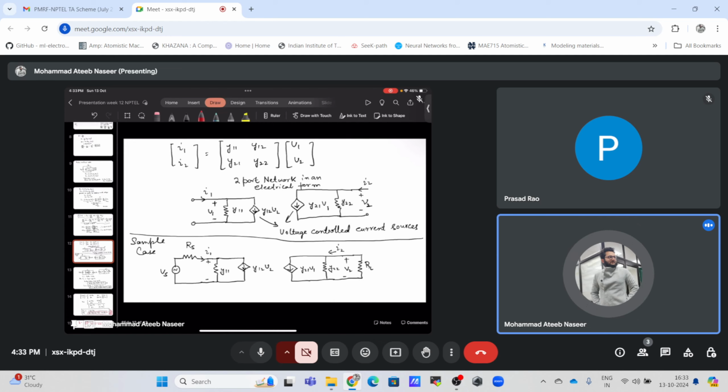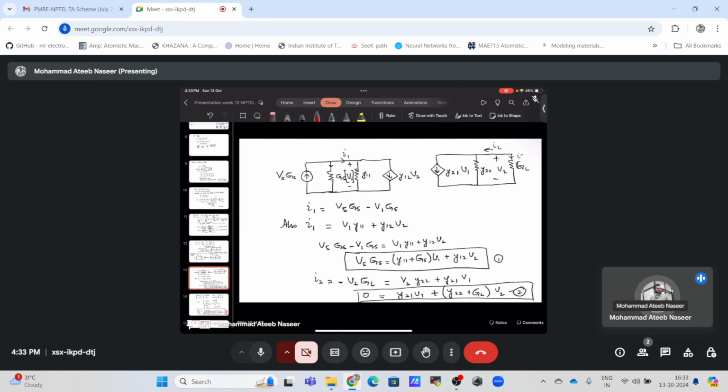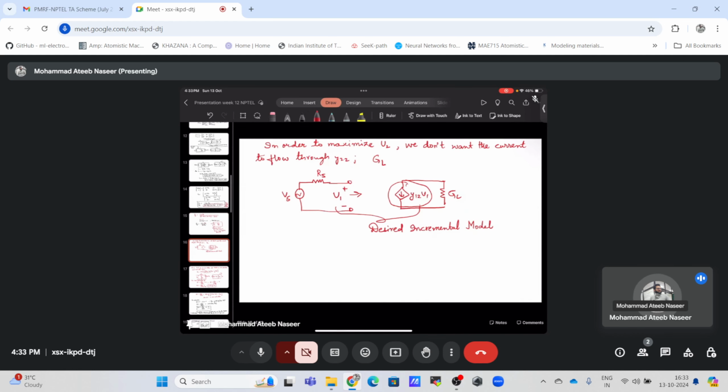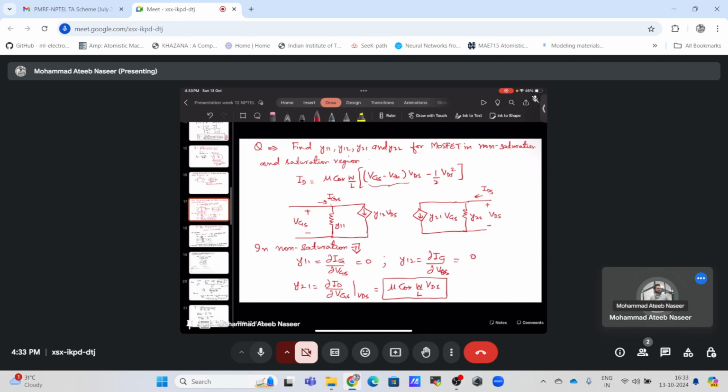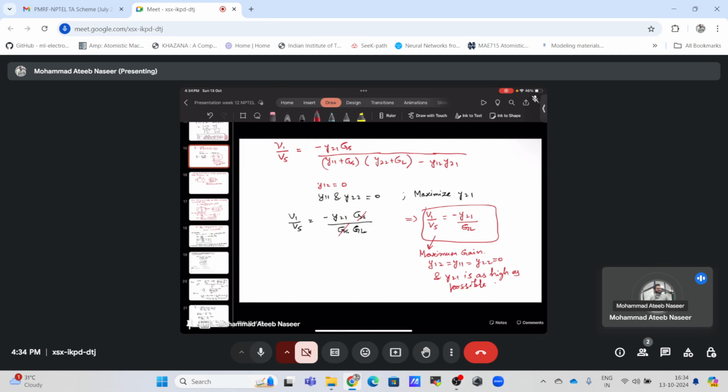Basically y11, y12, y22 are y parameters. For that we considered a sample case with the input resistances and the output load resistance, and we maximized the total gain. We obtained an expression such that the gain is dependent on the output resistance only, times the gm, which is the y21, the transconductance.